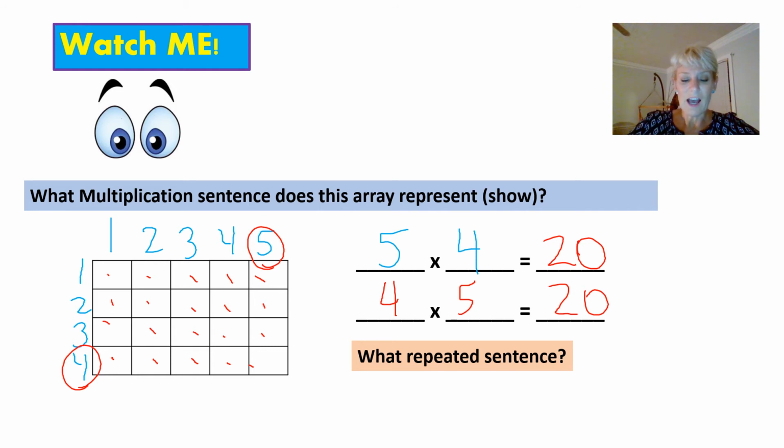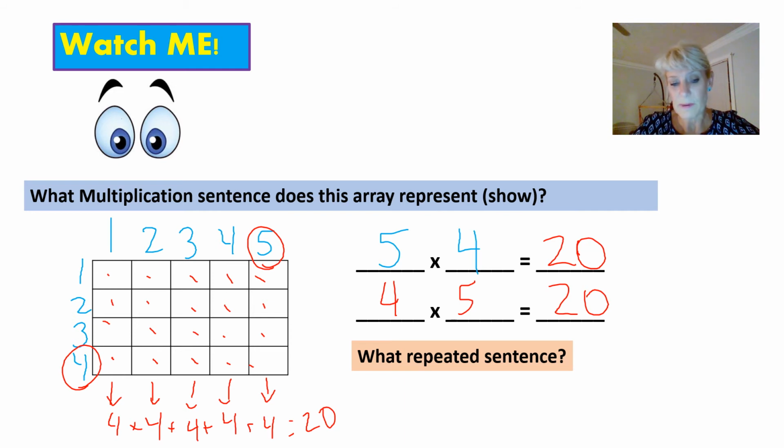All right, and notice, what repeated addition sentence could I use? Well, if I'm looking straight down here, I could say that this is 4 plus another 4 plus another 4 plus another 4 plus another 4. All of that would equal 20.